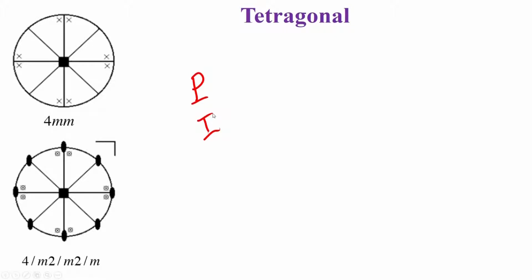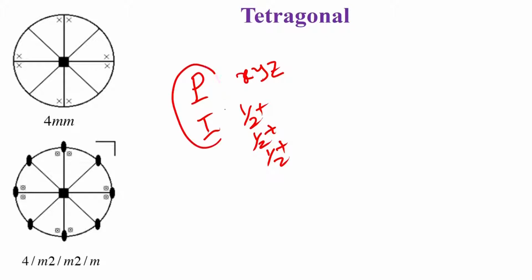So, the moment we have an I centered lattice, for every x, y, z, every equivalent point which gets generated by the P lattice operation, you have to add half plus along x, half plus along y, and half plus along z. So, for every x, y, z, we have to add a half plus, half plus, half plus in order to take it to the I center. So, if there are 8 equivalent points in this 4 mm, if we now take it to the I system where the I centering is introduced, you will have another 8 additional equivalent points, and therefore, there will be 16 equivalent points.